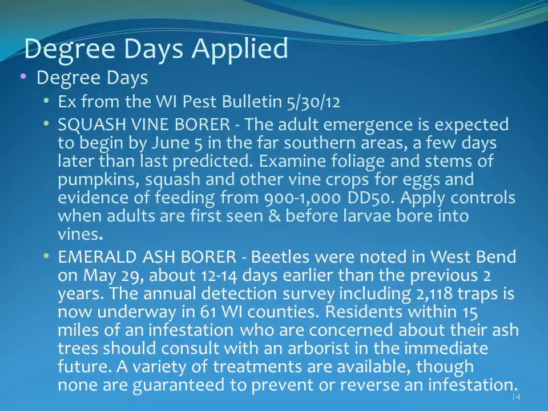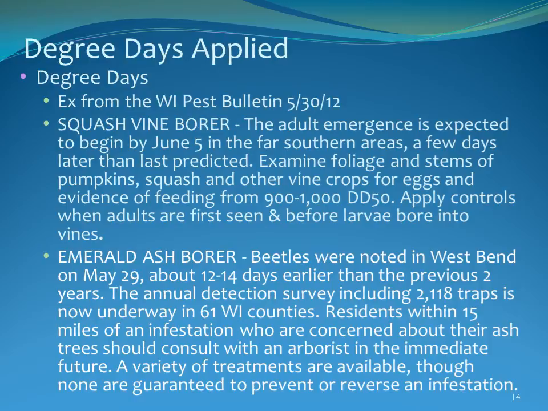So this is an example from the Pest Bulletin from last year about how you would use that information. The Pest Bulletin takes a look at the degree days and can predict when the emergence of certain insects will be if the current weather pattern stays the way that it is. And they have something that's called a biofix that is used to figure out when these things are going to occur. So the adult emergence then is expected from 2012 to begin by June 5th in the far south. A few days later than was last predicted, apparently because the weather was a little bit cooler, or maybe we had rain or something.